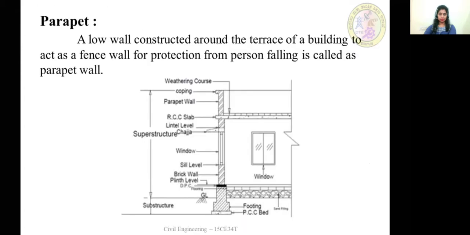Next, we'll move on to parapet. You already know the concept of parapet because you have already studied it in building drawing. It's a low wall constructed around the terrace of a building. It is just a protecting fence to prevent a person from falling down, and is called a parapet wall. See, this is a parapet wall. The picture shows the cross section of the wall.